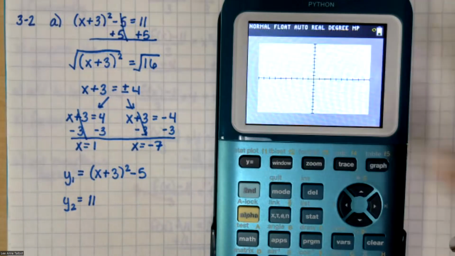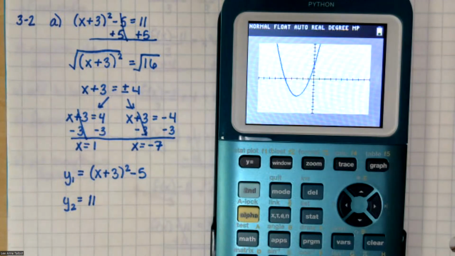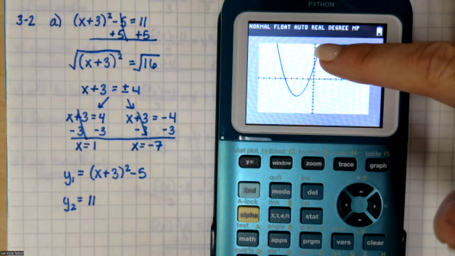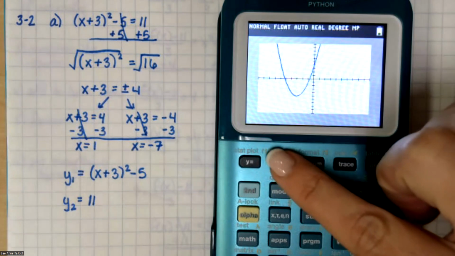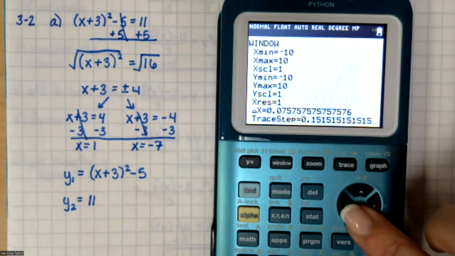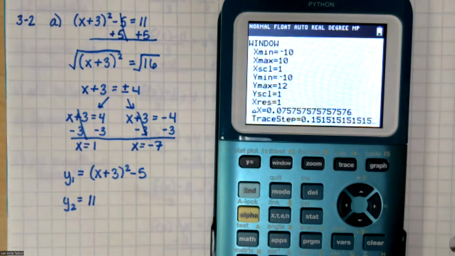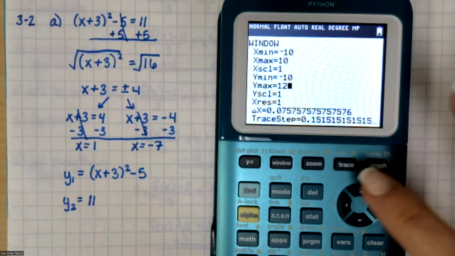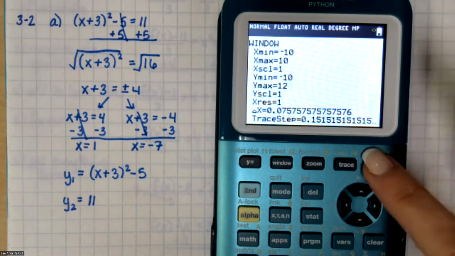Okay, so just hit the graph button and you're probably just going to see the parabola, not the line, because the line is up 11 and ours only goes up 10. So what I'm going to do is go to the window button right here, and change my Y max to 12. You can also zoom out if you want to, but I think that makes it harder. And then I'm just going to hit the graph button again.